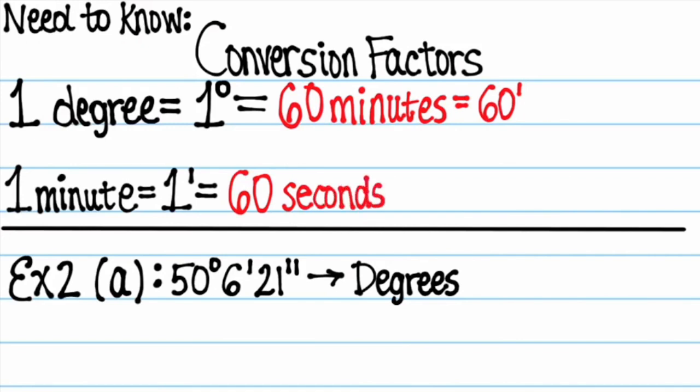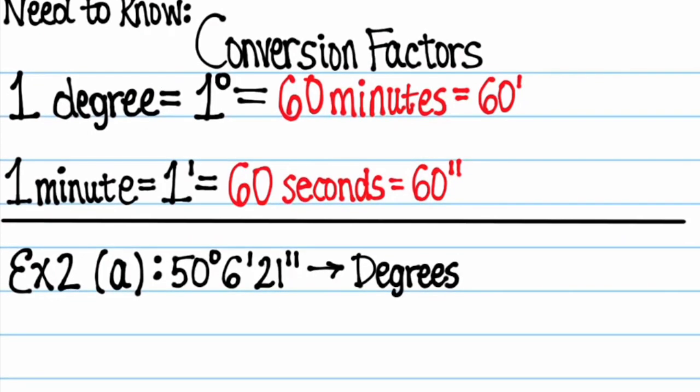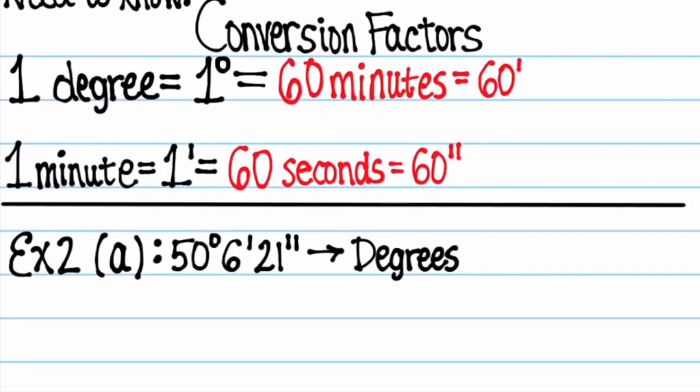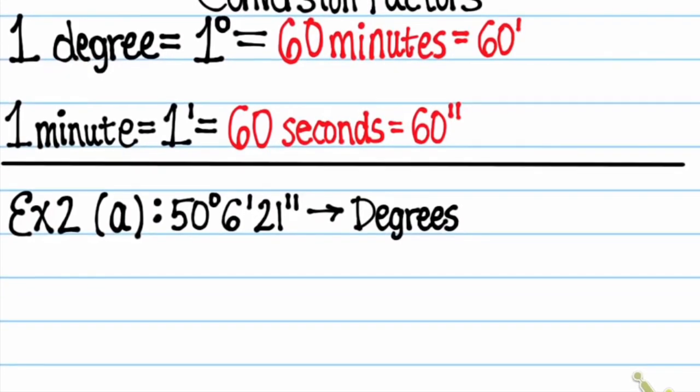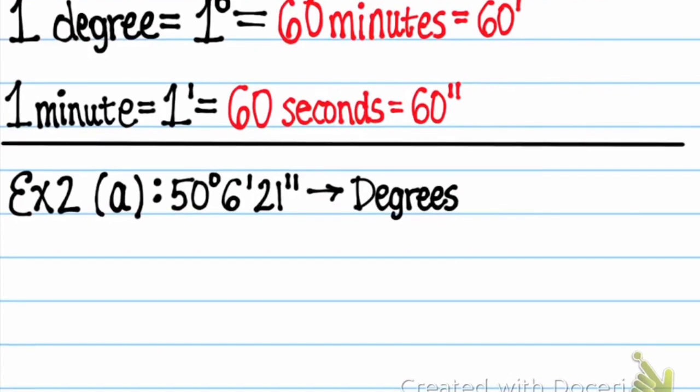We aren't using the fractions that we first spoke about because multiplying by 1/60th is awkward. We would rather use whole numbers. Now we're going to carefully work out an example where we're given degrees, minutes, seconds, and we need to work our way to just degrees.